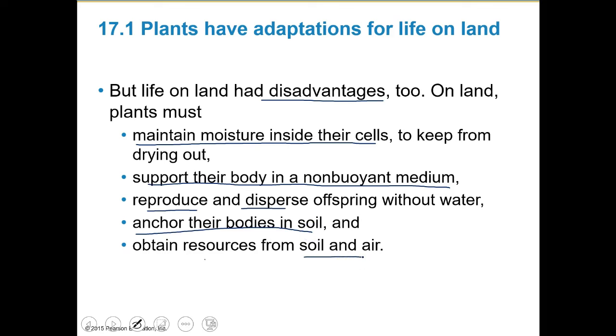As these things go on, this gives us an idea about how they evolved. So they first had to maintain moisture. Then they had to support themselves. Then they had to reproduce and disperse. And so this is the order that we're going to go in for the rest of this little lecture, just talking about different types of plants.